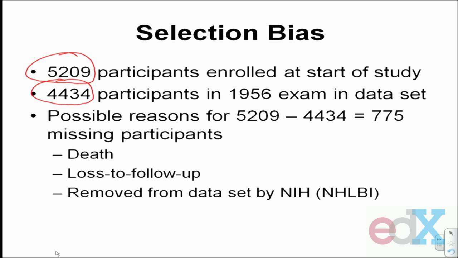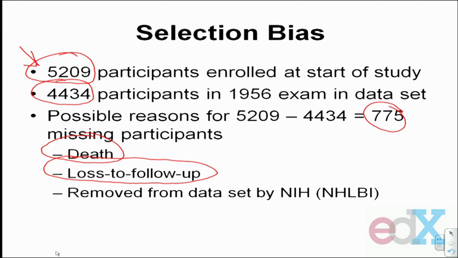And one thing we might want to be concerned about is who are the people we're missing? Who are the people who were in the original beginning of the Framingham Heart Study, the 5,209, and are not in our data set? We are missing 5,209 minus 4,434. We're missing 775 people. Why are we missing them? Well, some of those people might have unfortunately died between 1950 and 1956. They weren't alive. They weren't able to come, obviously, to the 1956 exam. Other people might have moved out of Framingham or for some reason or another decided not to come to the 1956 follow-up examination.